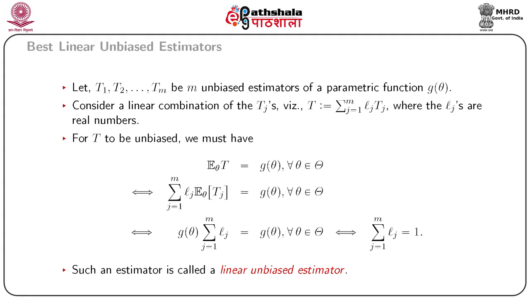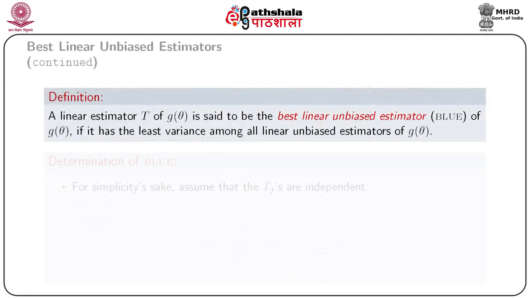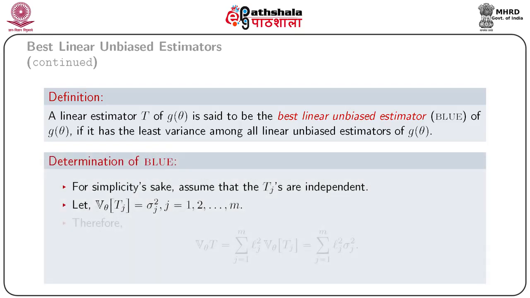By equating the coefficients of g(θ), such an estimator T is called a linear unbiased estimator of g(θ). It is natural to look for an estimator which is best among all linear unbiased estimators of g(θ). If such an estimator exists, then it is called the best linear unbiased estimator, or BLUE, of g(θ). Thus, an estimator T will be called the BLUE for g(θ) if it has the minimum variance among all linear unbiased estimators of g(θ). Now we discuss how to determine a BLUE.